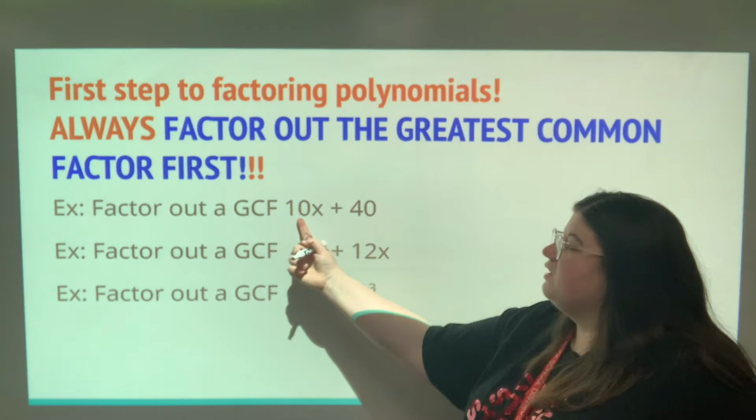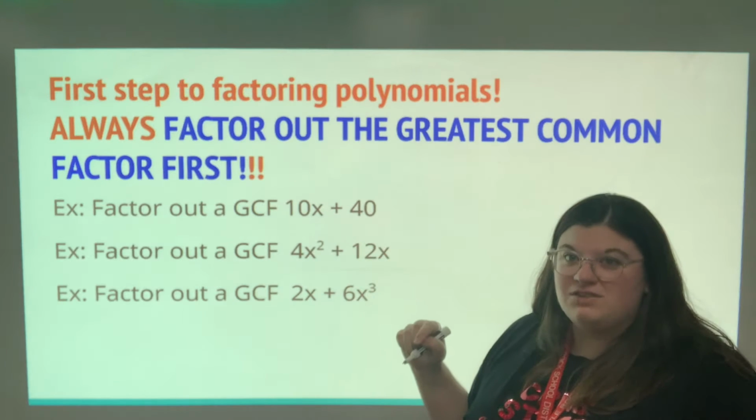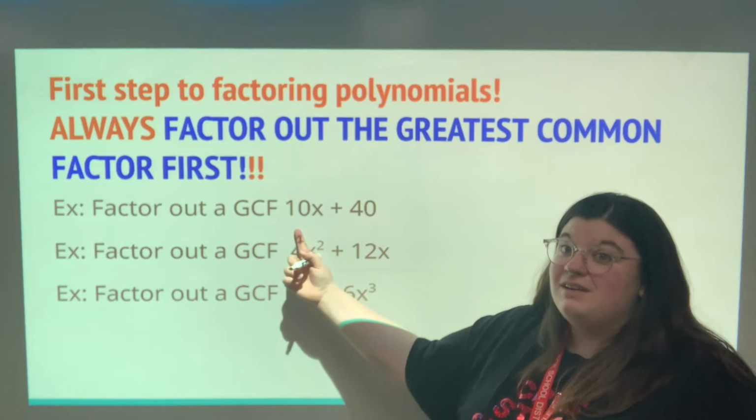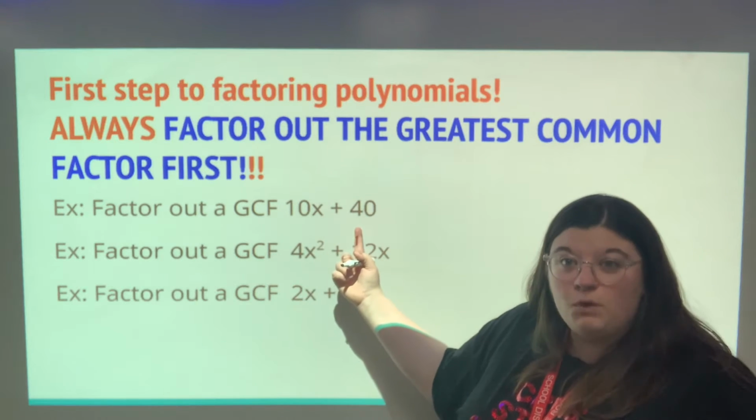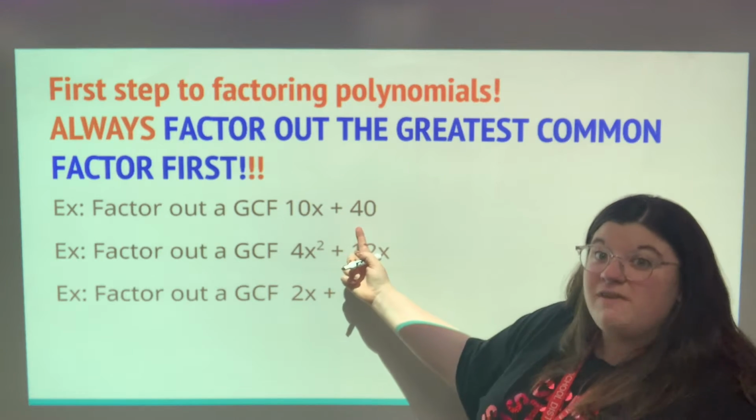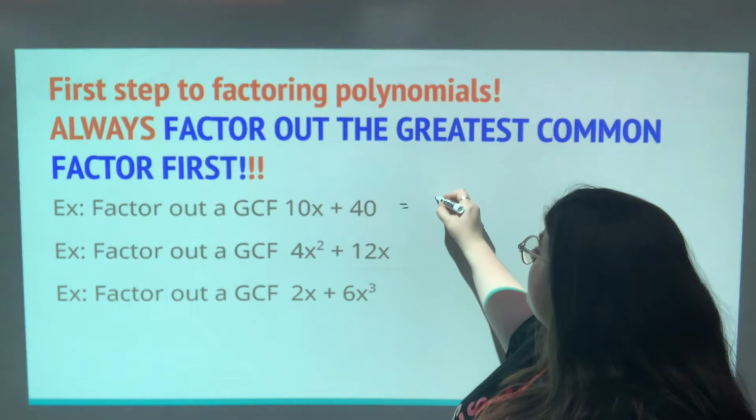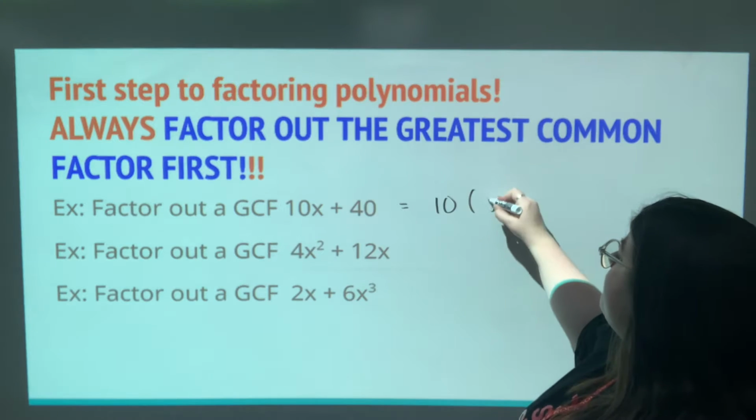Hey, check it out. If you look at these two terms, for the greatest common factor, they both have a factor of 10. Here's a 10 here. I know that 40 is 10 times 4, right? So you could factor out a 10. This should be pretty much review from a long time ago.